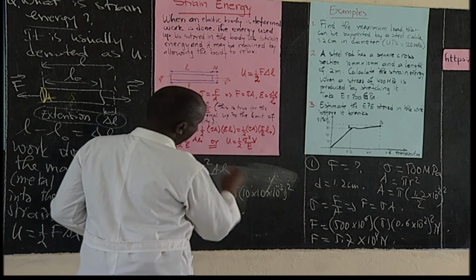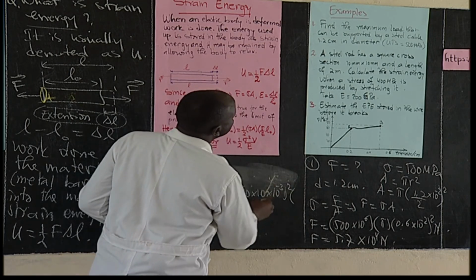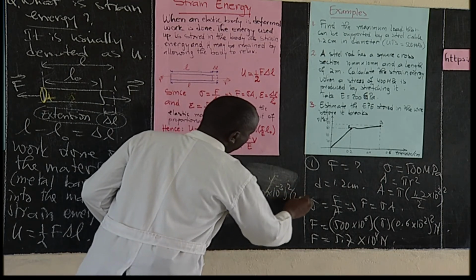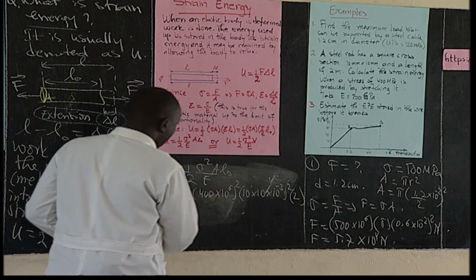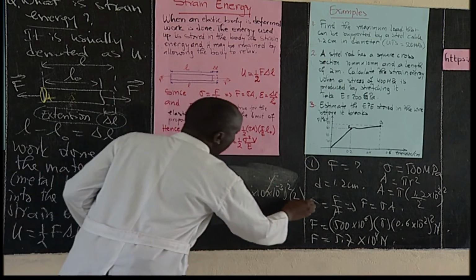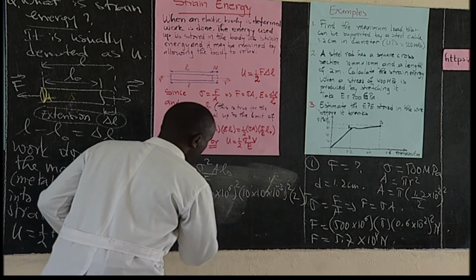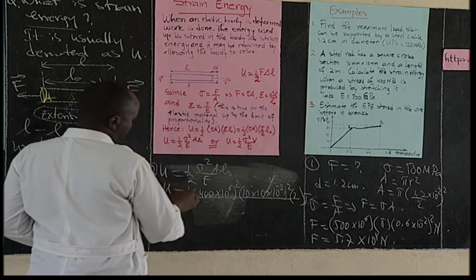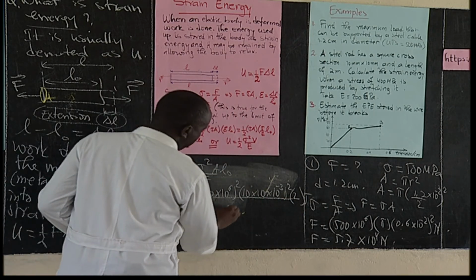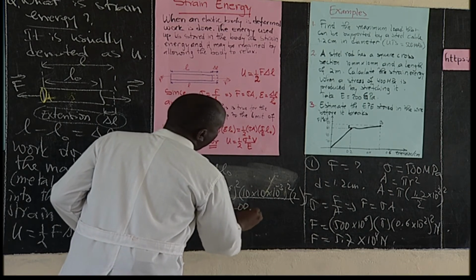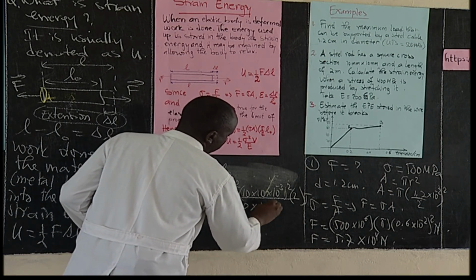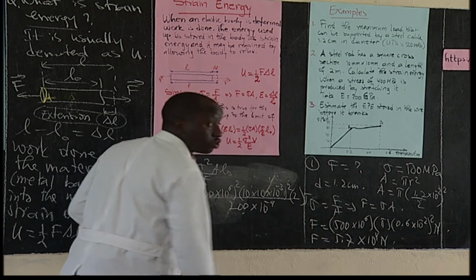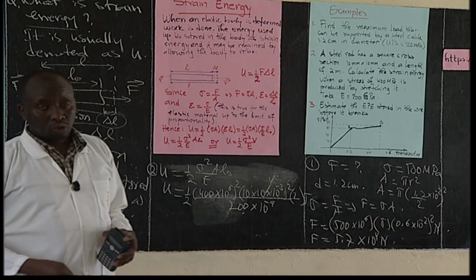And what else? We have the length, which equals 2 meter. And the answer here will now be in joule, so this is divided by E, the elastic modulus, which is 200 times 10 to the power of 9, that is the gigapascal. Okay?